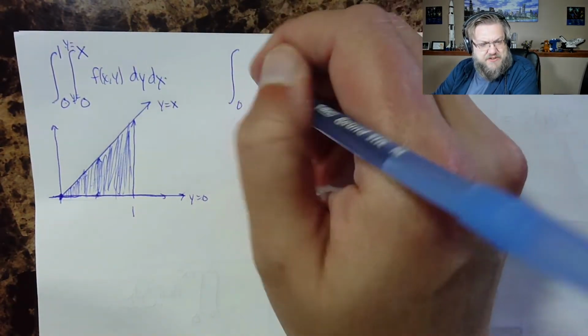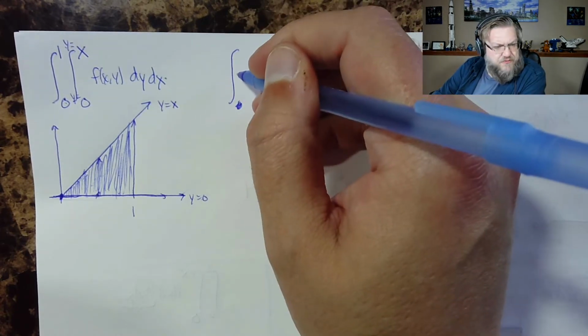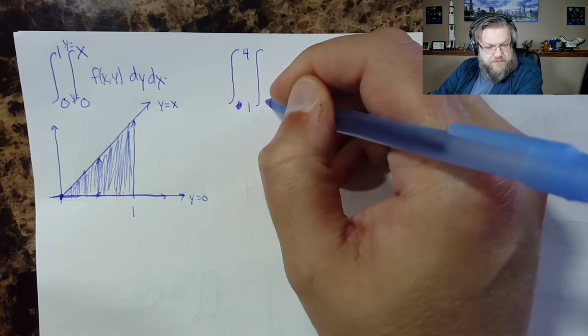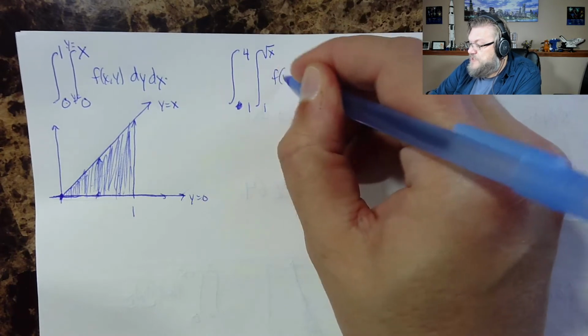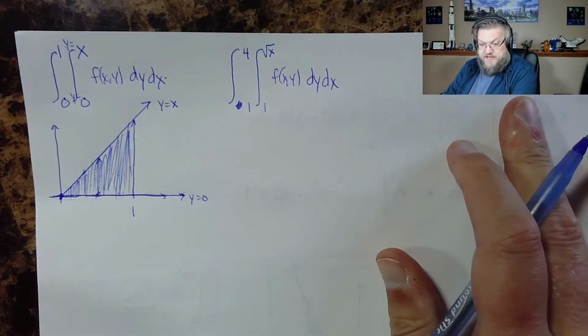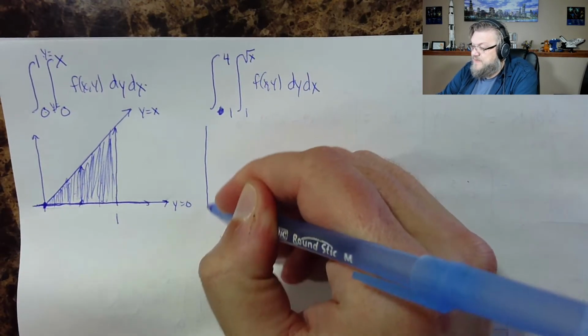Excuse me. Let me try another picture here. Let's do the integral from 1 to 4 of the integral from 1 to square root of x of a function. We'll do dy dx, and then we'll do dx dy examples. Go ahead and see if you can draw out the picture even before I do.